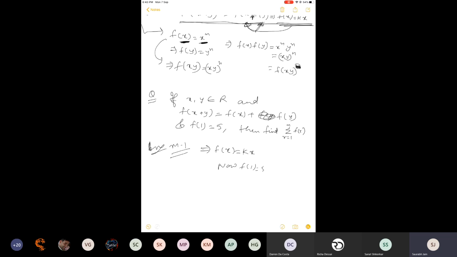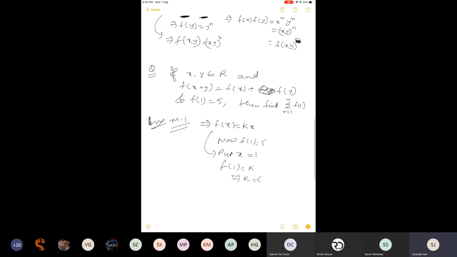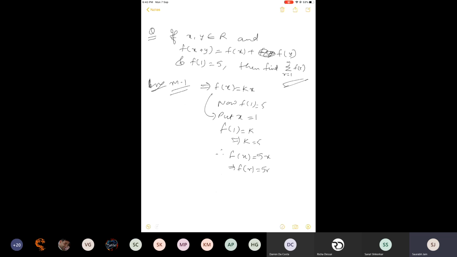So what I will do, I will put x equal to 1 here. After putting x equal to 1, f(1) is k and f(1) is 5. So this implies k is 5. So as a result, what is f(x)? f(x) is 5x. If f(x) is 5x, now the question, what about f(r)? f(r) is 5 times of r. So that's it. Sigma r from 1 to n of 5 f(r) means it is 5 times of r. 5 can be taken common.